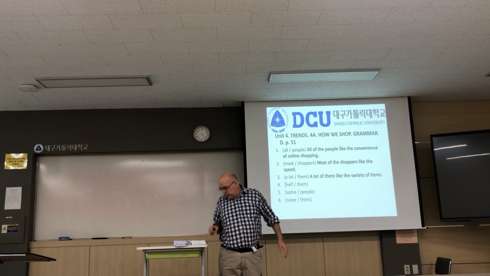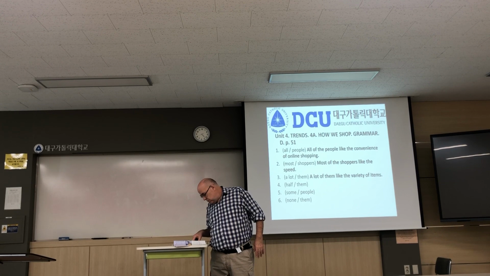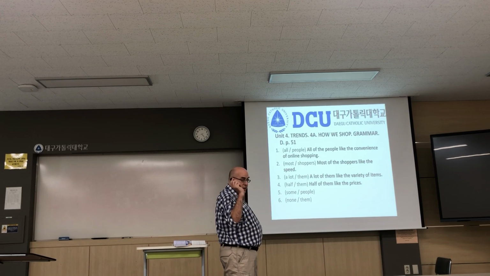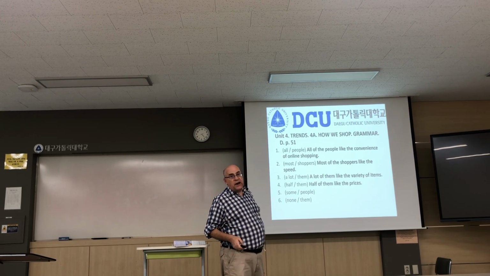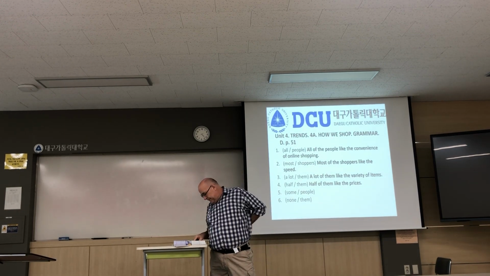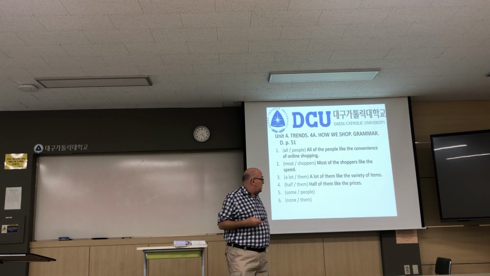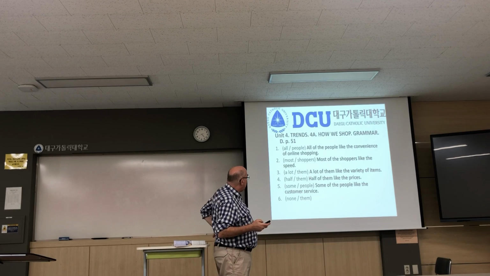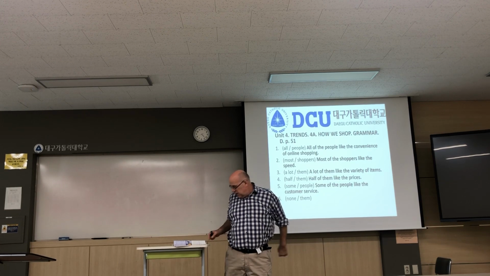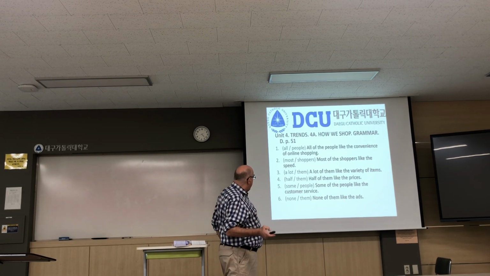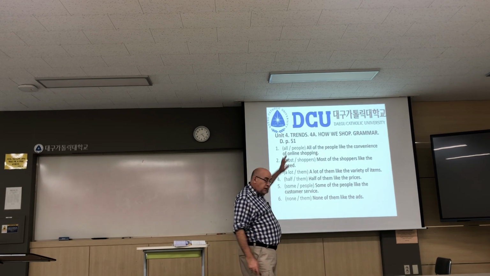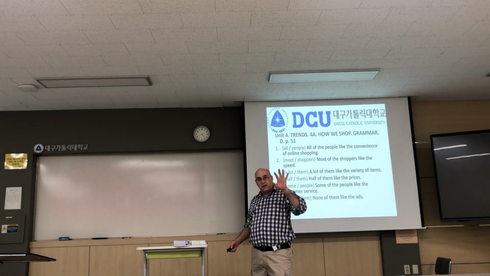Number four, half. Well, prices, 50%. Half of them. My clicker's not, I think it's the computer. Half of them like the prices. Some, so between 0 and 50, well, customer service, 30%. Some of the people like the customer service, and then them again, none, 0%, ads. None of them like the ads. All right, that's the sentences. And that is all for section 4A.